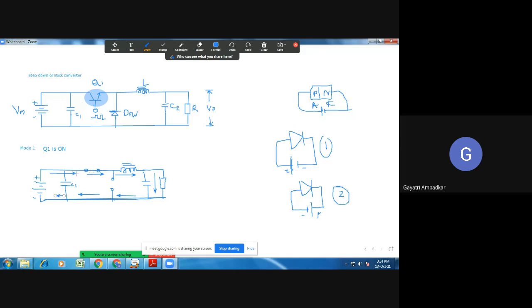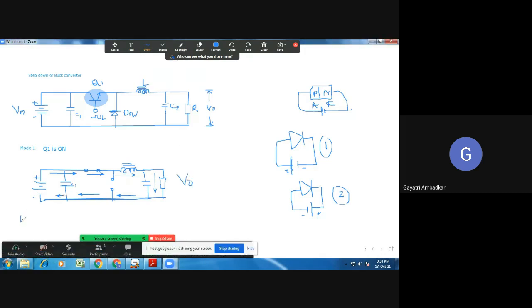Okay, therefore the current was flowing through this inductor, and the inductor allows DC current to flow. So this current flows through the load and we get output voltage. During this time, Vin is connected to the output, so you will get output voltage here. Now in mode 2, you got output voltage VO. In the second mode, what happens?